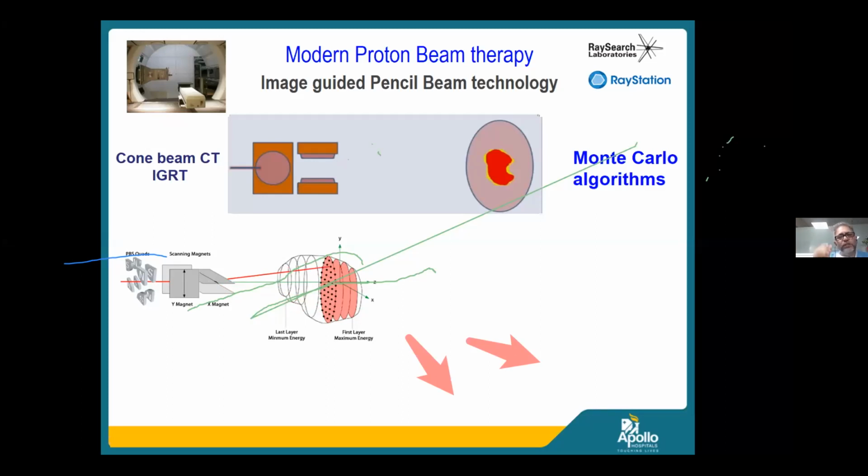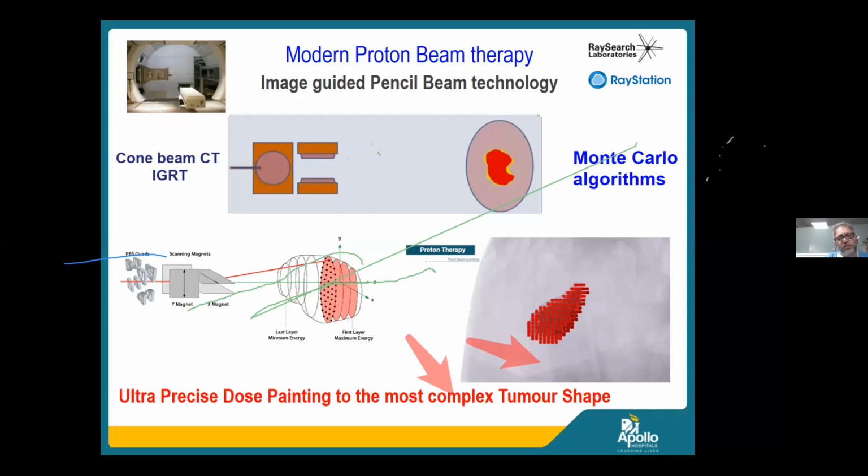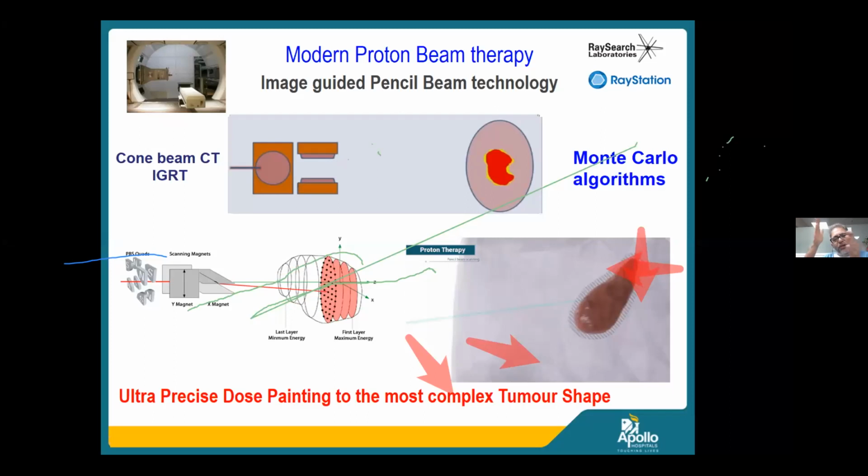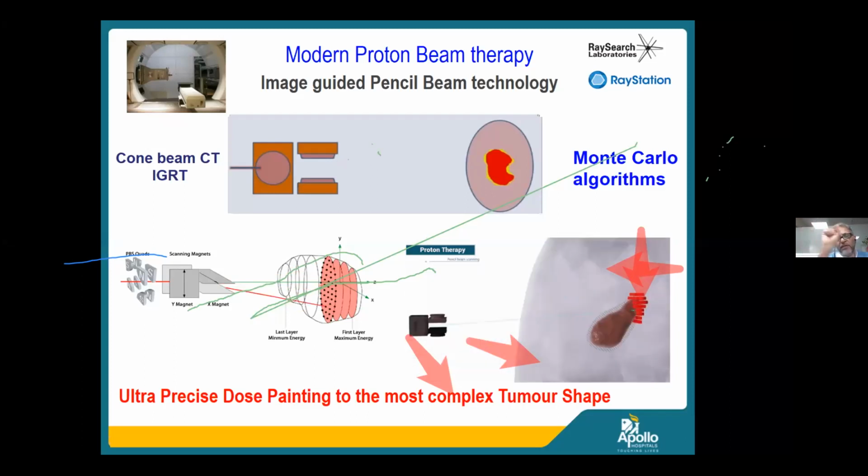And number two is, it is all pencil beam. We do not have any passive scattering. We have a pencil beam technology. You select whatever energy, the maximum energy first. So you divide the target into different slices. With the pencil beam and very sophisticated algorithms, you can actually paint literally the tumor. It can go point by point, line by line, and layer by layer.